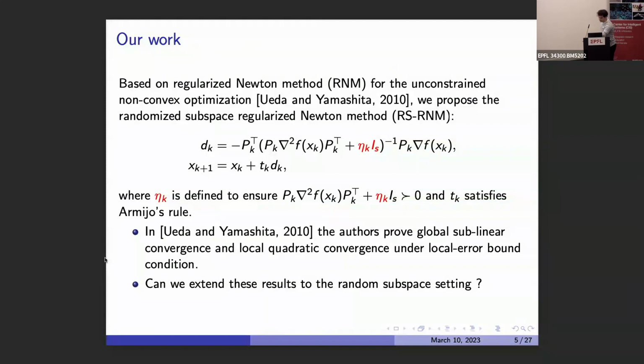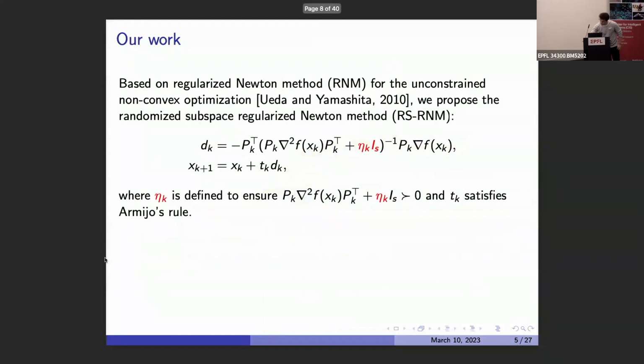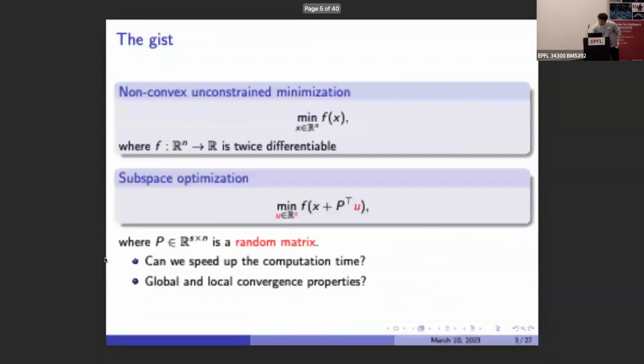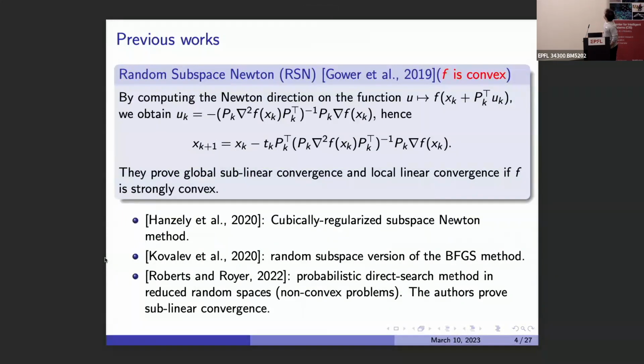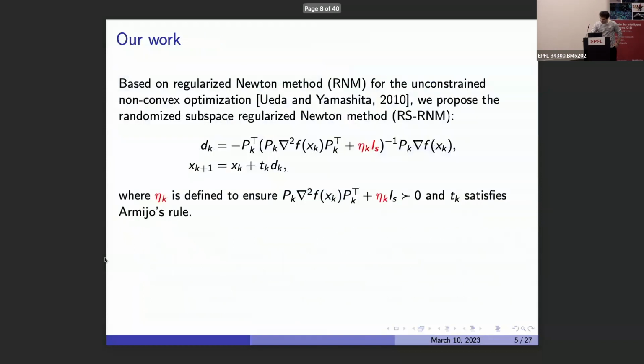So one thing is clear: at the beginning there were two questions. Can we speed up the computational time? This is easy because, as you saw, we only have to invert a small S by S matrix. Also, when we compute the regularizer, eta k, we only have to compute the smallest eigenvalue of an S by S matrix. So it is easy to see that the computation time will be sped up.